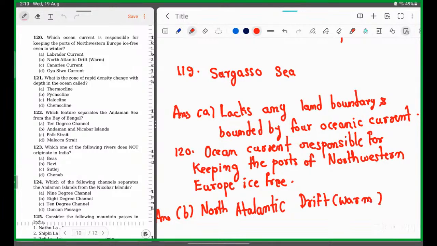The warm current of the Atlantic Sea helps in keeping the port ice free.